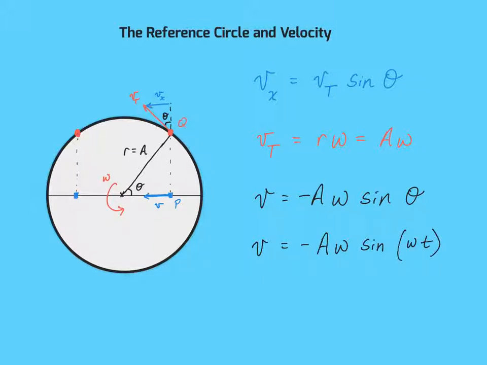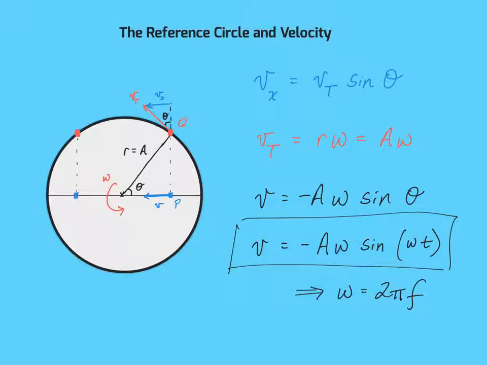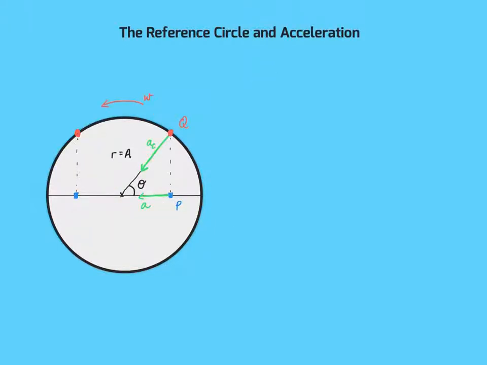And then just remember that omega is equal to 2 pi times our frequency. So really with this reference circle, we're just using a lot of trig to develop these major kinematic equations. All right, one final slide, which is going to help us derive acceleration.